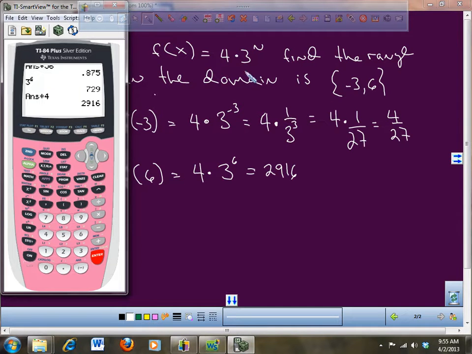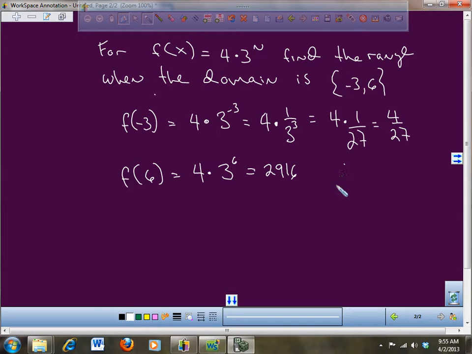And so it says, find the range when the domain is negative 3, 6. The range is 4 over 27, comma, 2,916. So the range, remember, is just the y values, what you get when you plug in the x value. Okay?